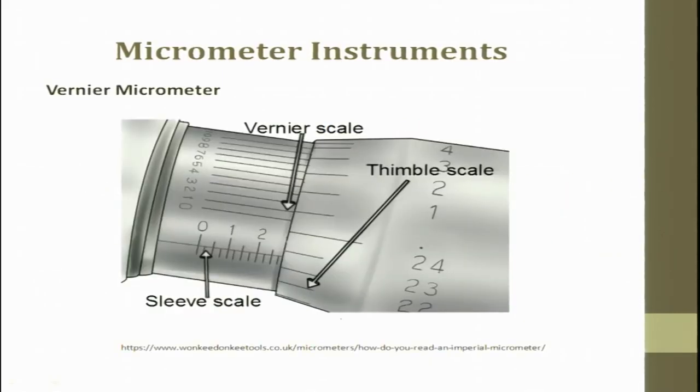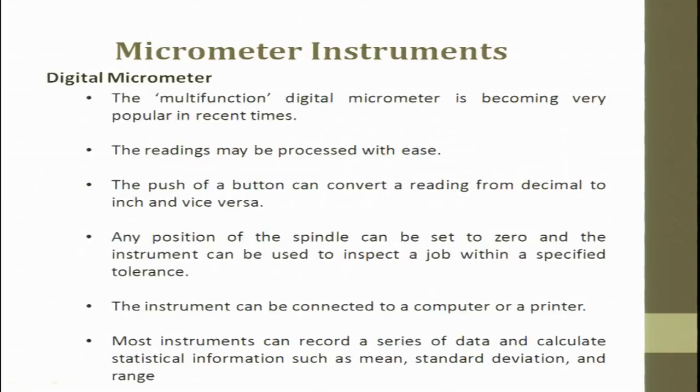So, this is the thimble scale, and here are the graduations, and here is the sleeve. The digital micrometer is the latest one. In order to get out of the ambiguity of measuring, if the principles are not followed, you might get two different values. So, in order to get out of it, we are nowadays using the digital micrometer. A multifunctional digital micrometer is very popular in recent times.